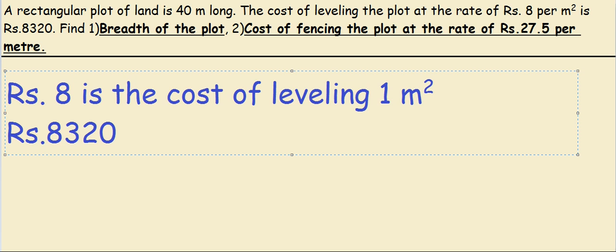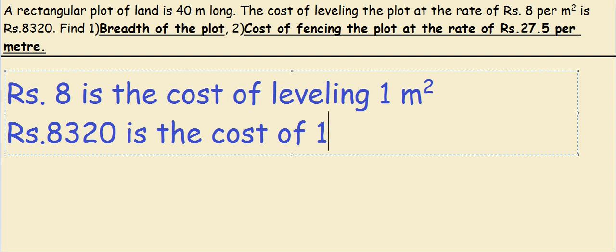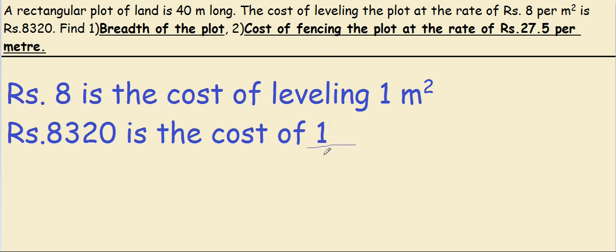Guys, I know children, you must have done this kind of unitary method sum in your junior classes. So the same thing I'm going to repeat here. Very simple. So in this way I can find the total area. So 1 by 8 into 8320, so 1 divided by 8 into 8320. So that means 8320 has to be divided by 8.